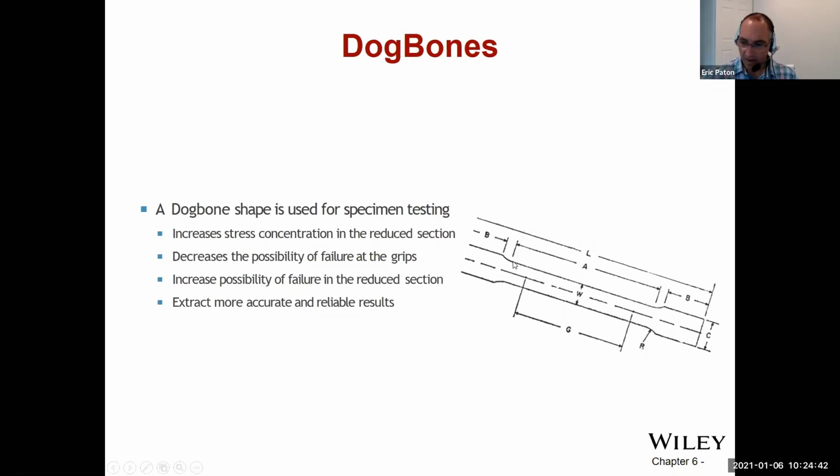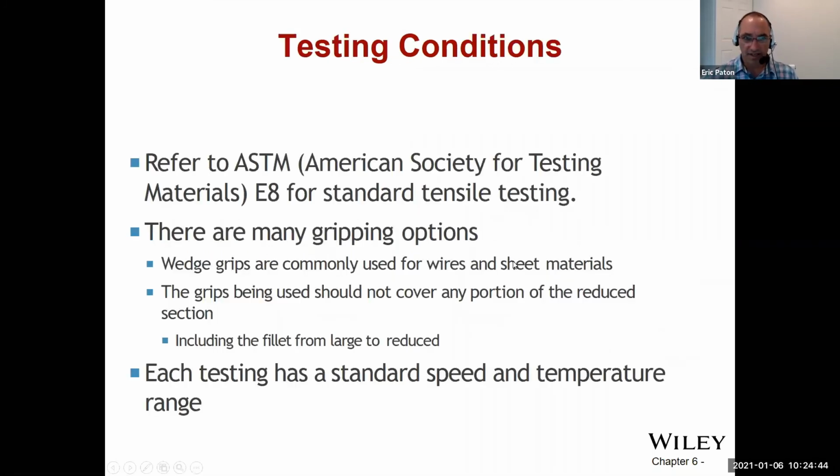All right. So the testing conditions are defined in the ASTM, which stands for American Society of Testing Materials. Quiz alert on that one. And it's the standard for tensile testing.